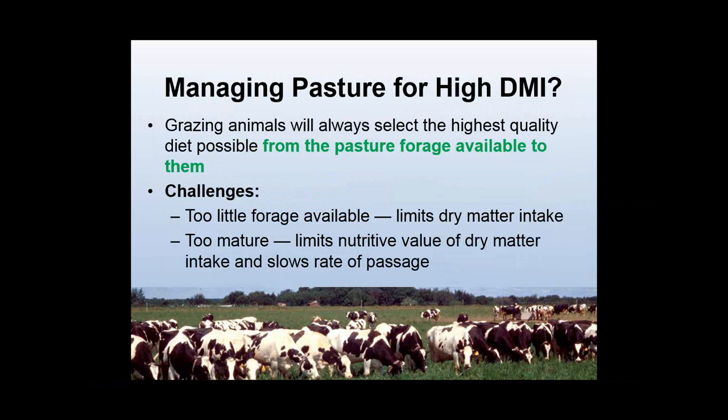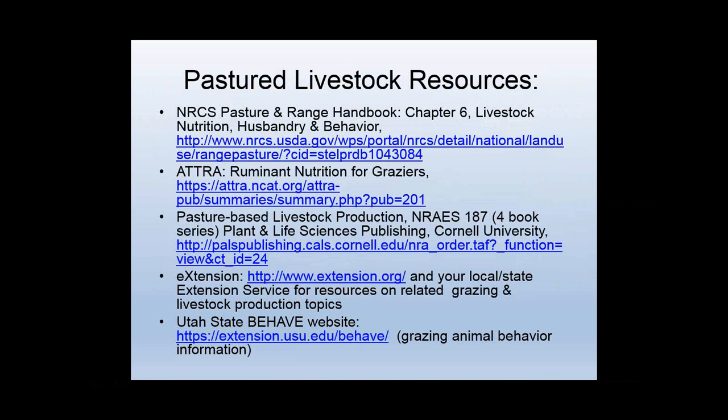So when we're managing pasture for high dry matter intake, we have to remember also that grazing animals are going to naturally select the highest quality diet possible from the pasture forage that's available to them. So our challenges become, if we have too little forage available, then we're going to limit dry matter intake. If we have too mature of forage available, that's going to limit the nutritive value of the dry matter intake, and it's going to slow rate of passage.